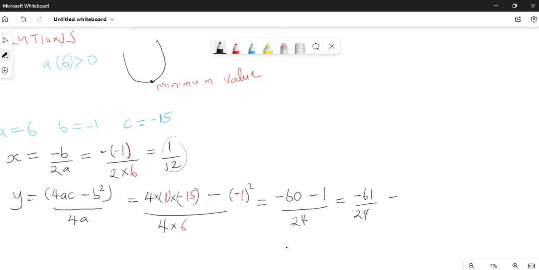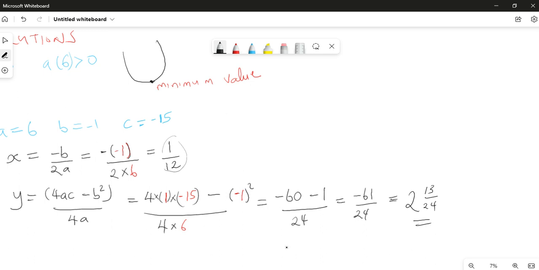What is 61 divided by 24? Let me get the calculator. 61 divided by 24, so we have 2 here. What is our remainder? 61 minus 48, 13 over 24.